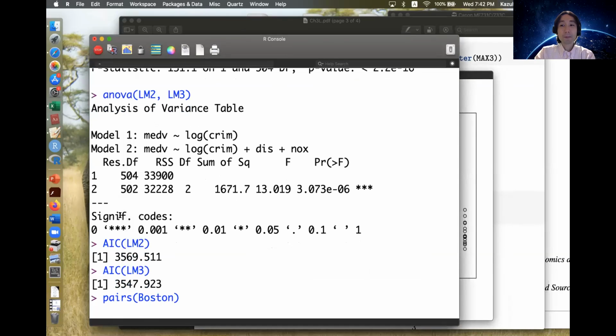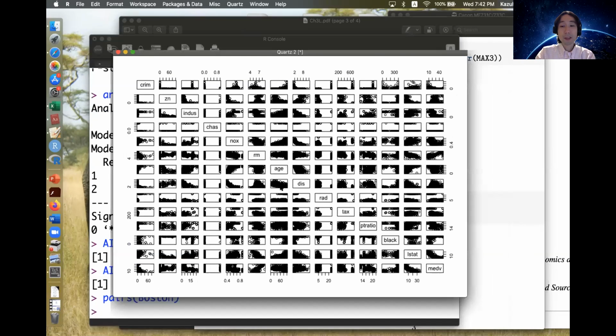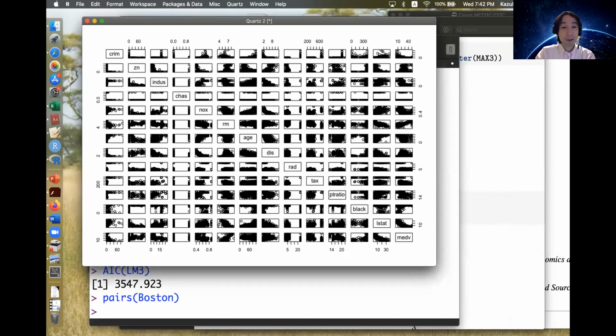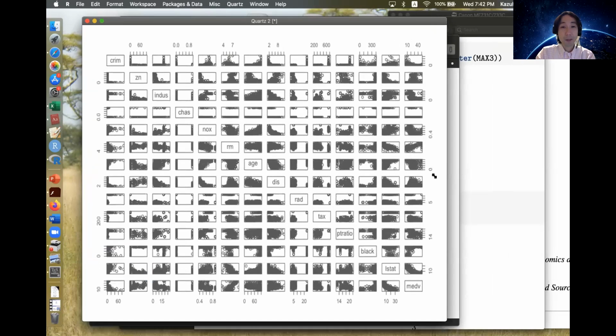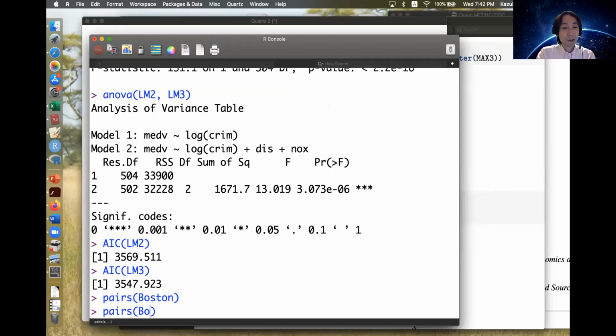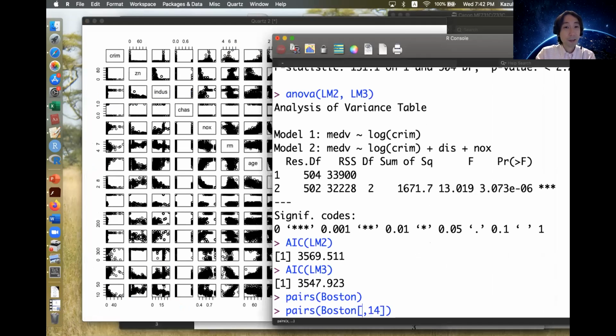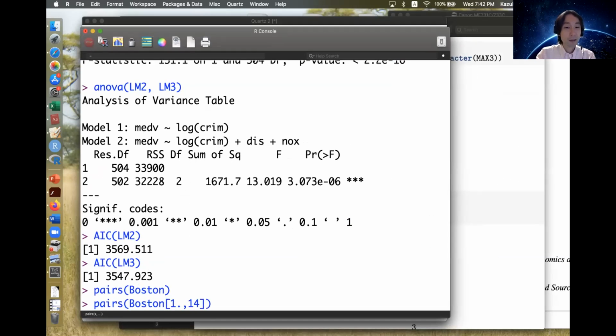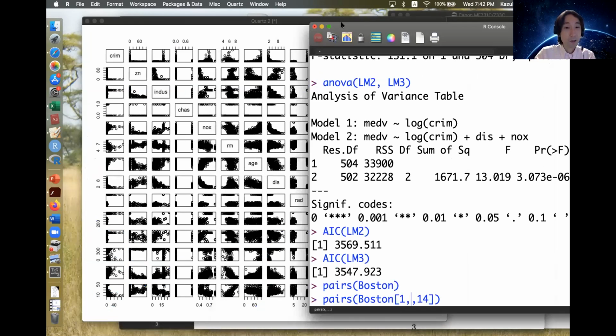So the pairs function makes all pairwise plots for these observations. Actually, we have 14 variables, so maybe there are too many variables. If you just restrict this to maybe the median house value, the NOx level, the distance from the city center, and the crime level, then we can see the graph more usefully, maybe the 5th and 8th columns.